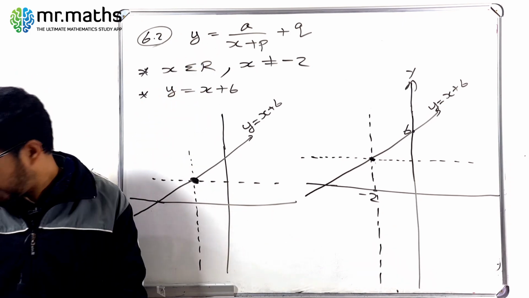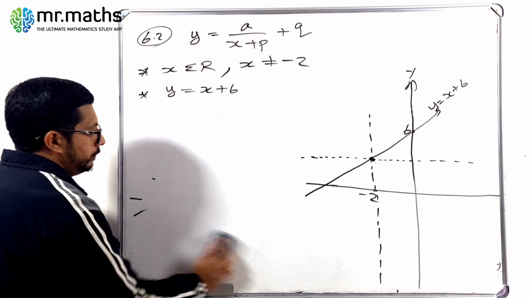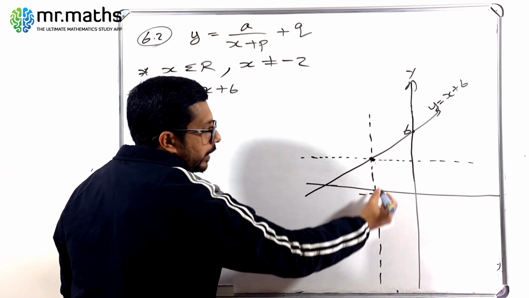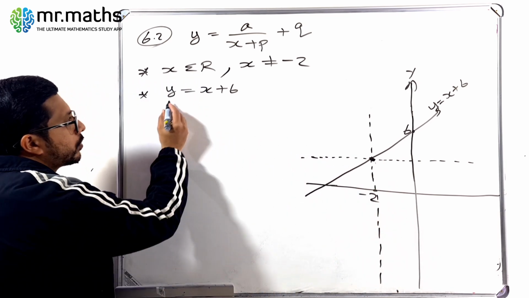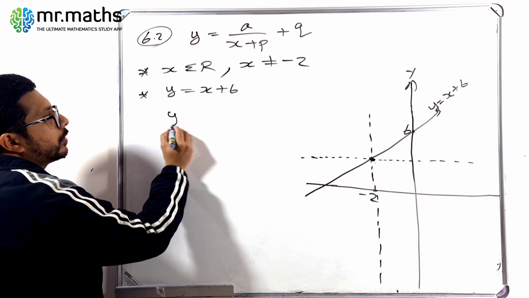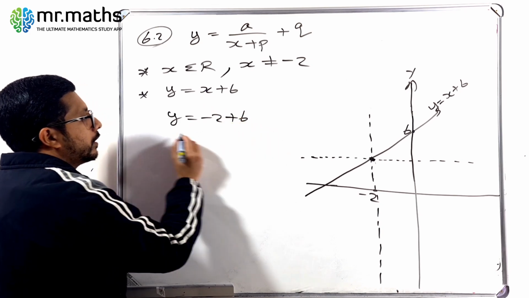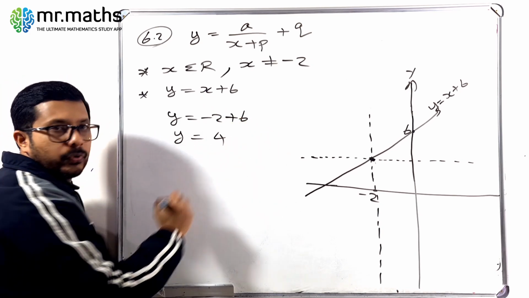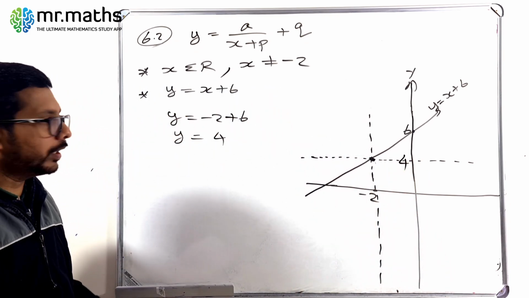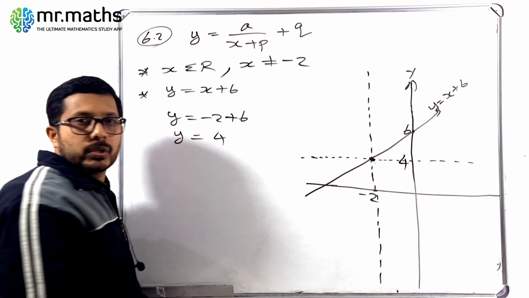So at this point, what is the x value? -2. So how can you find the horizontal asymptote equation? You have to substitute the x value as -2. So -2 plus 6. That means -2 plus 6 is 4. So it means that here the asymptote is 4. Now look at the next one. So we got both the asymptotes, vertical and horizontal.